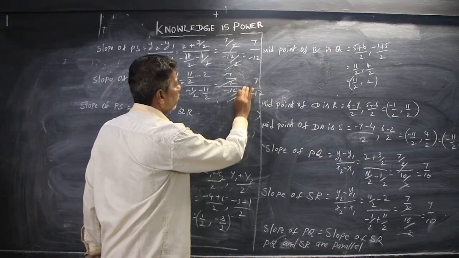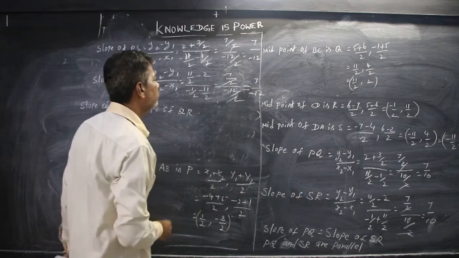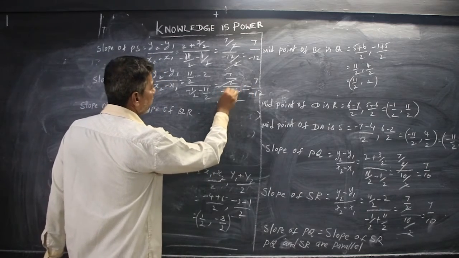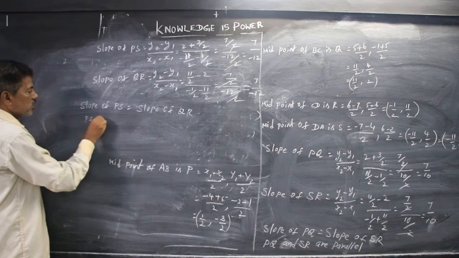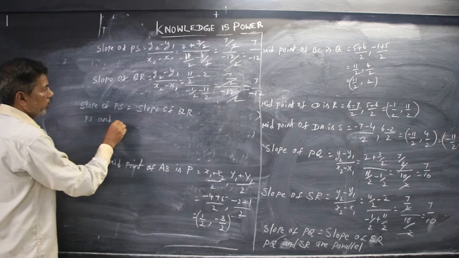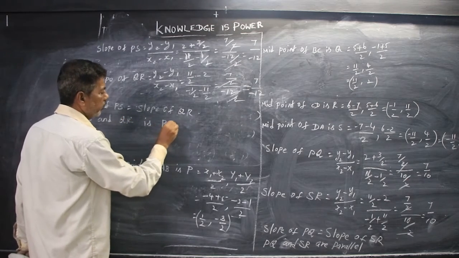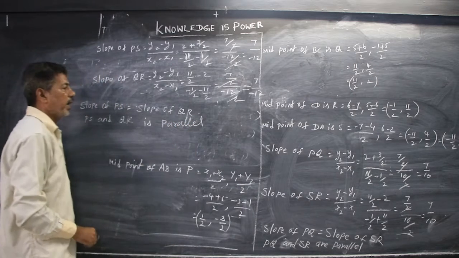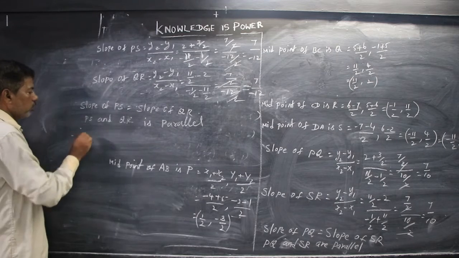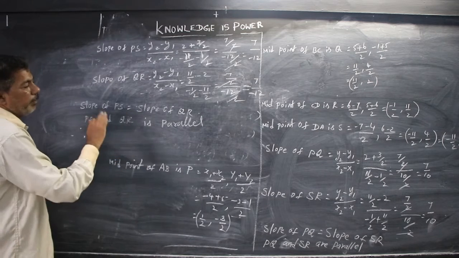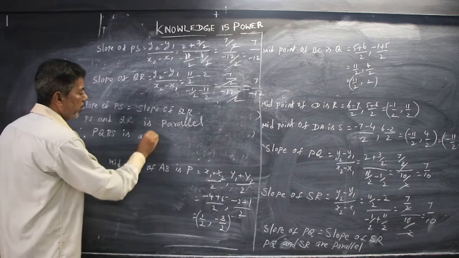This is not a minus. Only is equal. 7 by 12. Okay. So therefore what? PS and QR is parallel. PS and QR will be parallel. Therefore, if both are parallel, PQRS is a parallelogram.